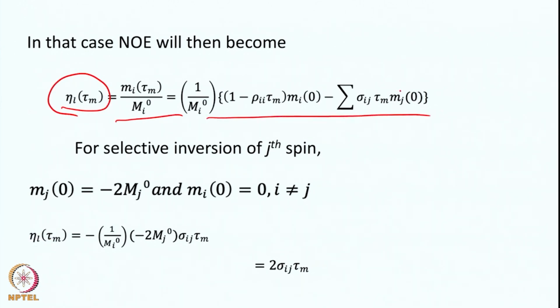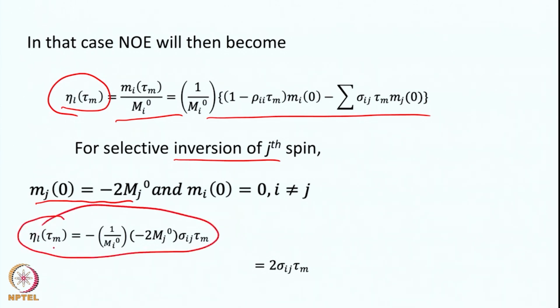So, we can sum over the time that is there, and for selective inversion of, say, the jth spin, one can find out what the NOE enhancement is. That will be given by, say, for eta at time t, minus 1 by Mi0 minus 2 Mj, and this is the cross-correlation rate into time Tm. We can simplify this and essentially get 2 sigma Ij Tm. So, it depends upon the Tm. For the NOE enhancement, at the end we can conclude that it depends upon Tm.